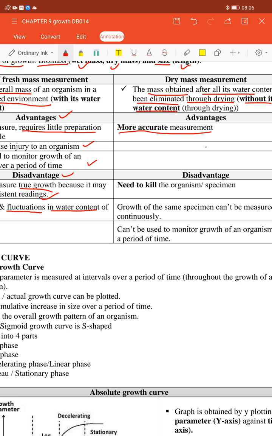So what is the disadvantage for the dry mass pula? Okay, so it needs to kill the organism because we have to dry the organism, remove the water content of the organism. And growth of the same specimen cannot be measured continuously. Why? Because we have killed that organism. So the growth of that specific or the same organism cannot be measured continuously. Sebab kita dah bunuh dia. Okay, it can't be used to monitor growth of organism over a period of time. As I said before, dia dah mati.